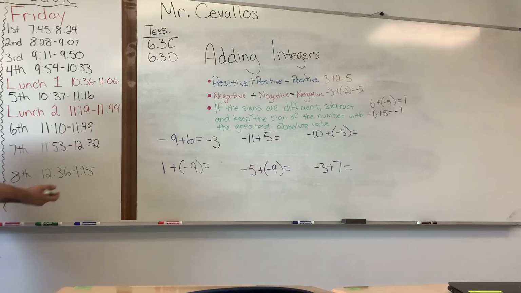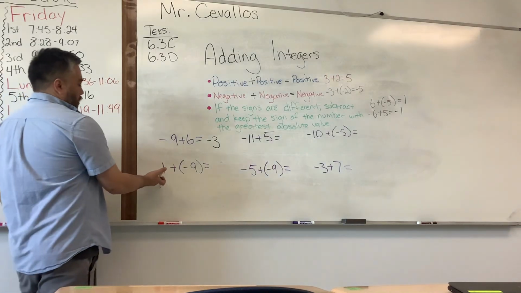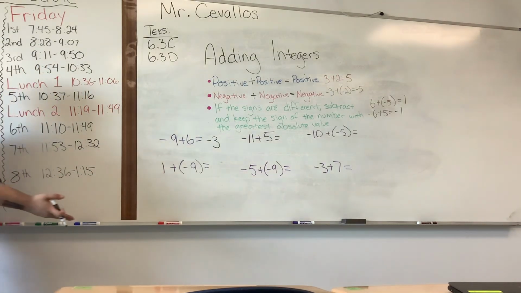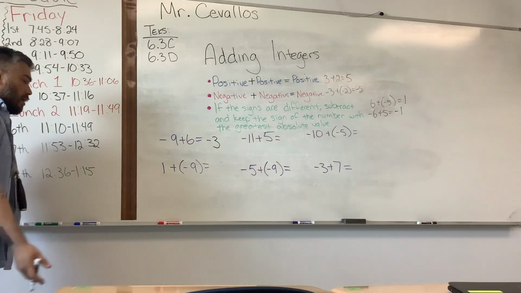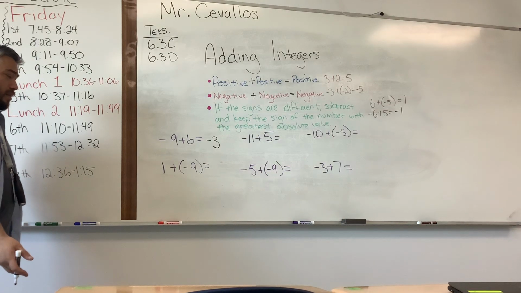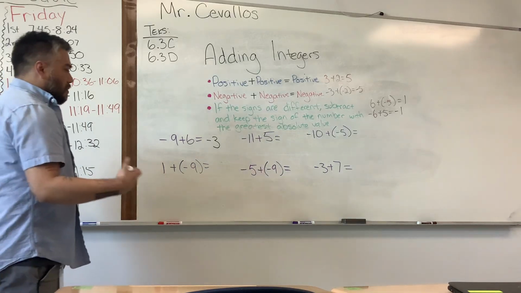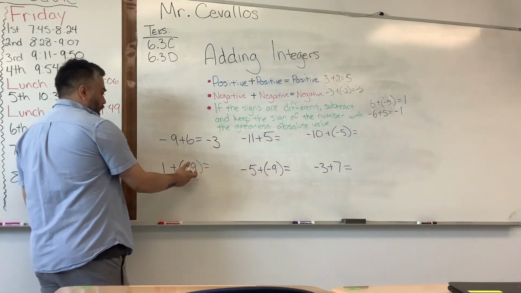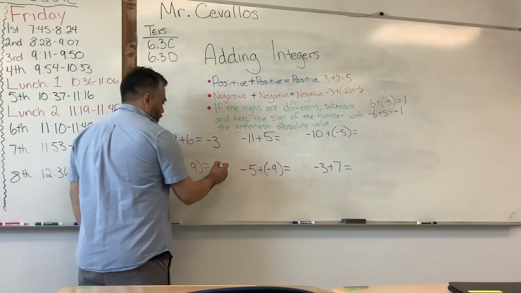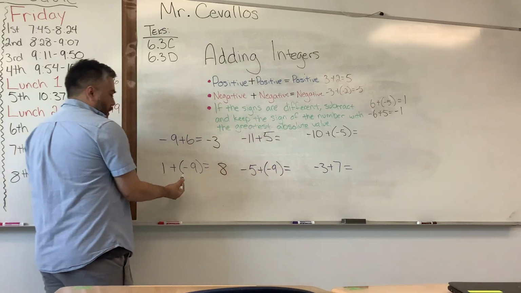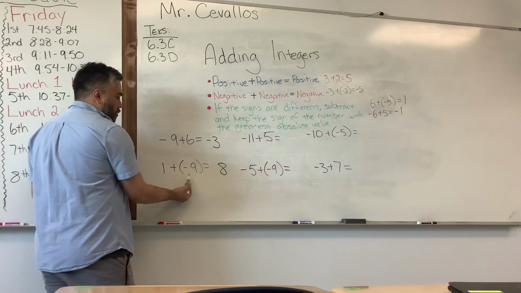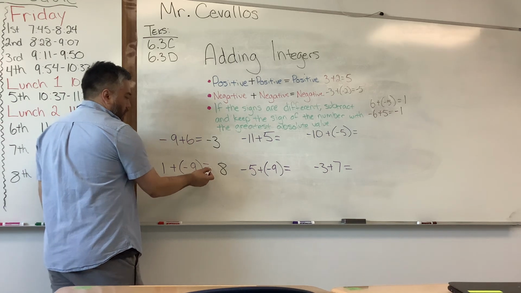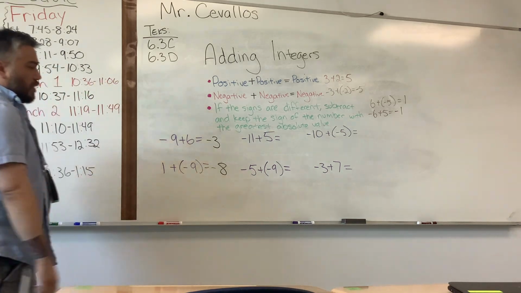If we go to the one on the bottom, you had $1 in your bank account, but you spent $9. That means you still owe your bank some money. 9 minus 1 is 8. But again, because this represents the greater absolute value, the greater distance from 0, we keep that negative sign.